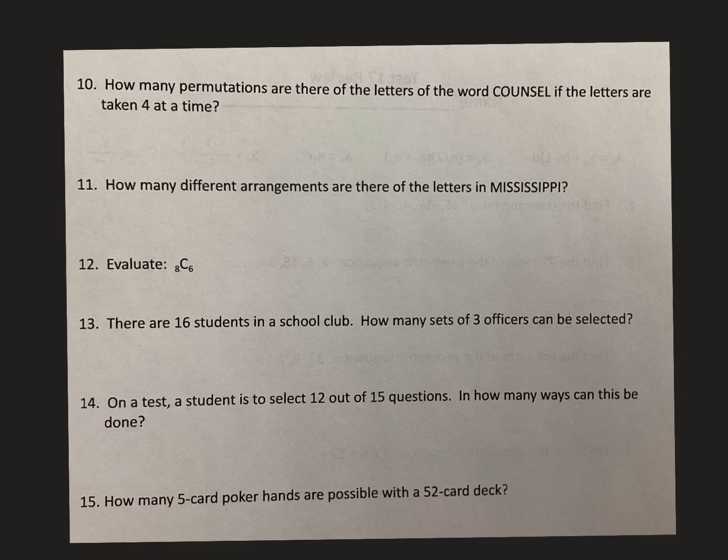Number 10, how many permutations of the letters of the word council are there if you're only taking 4? So council has 7 letters, and you're going to take 4. And again, order does matter. Like if you take COUN, that's different. Well, it tells you permutations anyway.